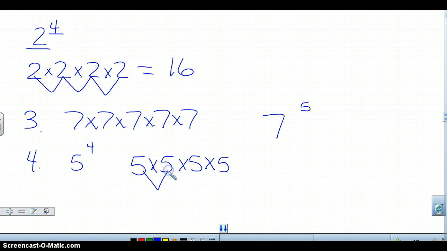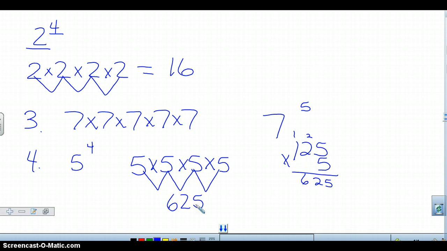5 times 5 is 25. 25 times 5 is 125. And now 125 times 5, I'm going to actually have to work that out. 5 times 5 is 25. I put a 5 and carry the 2. 2 times 5 is 10. Plus 2 is 12. I put a 2 and carry the 1. 1 times 5 is 5. Plus 1 is 6. So standard form is 625.